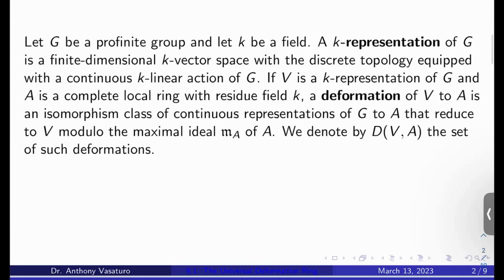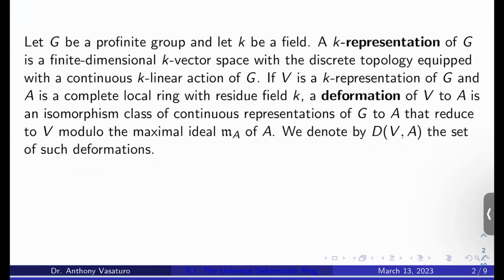The setup is that G will be a profinite group and K will be a field. A K representation of G will be a finite dimensional K vector space with discrete topology equipped with a continuous K linear action of G. If V is a K representation of G and A is a complete local ring with residue field K, we'll say a deformation of V to A is an isomorphism class of continuous representations of G to A that reduce to V mod the maximal ideal M sub A of A. And we'll denote by D_V(A) the set of such deformations.